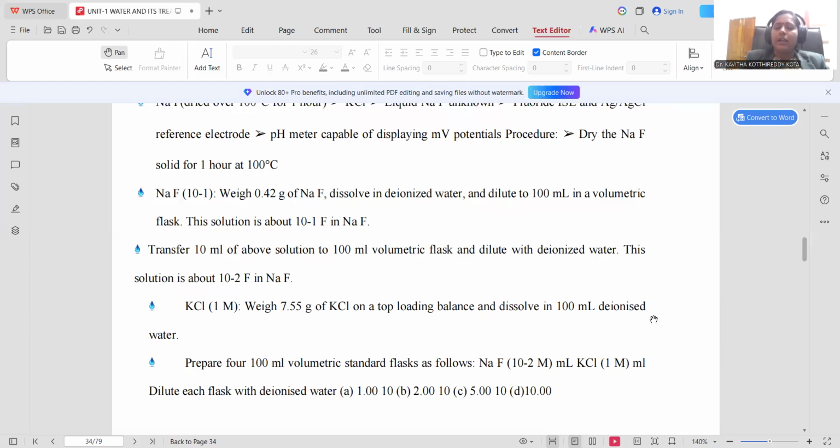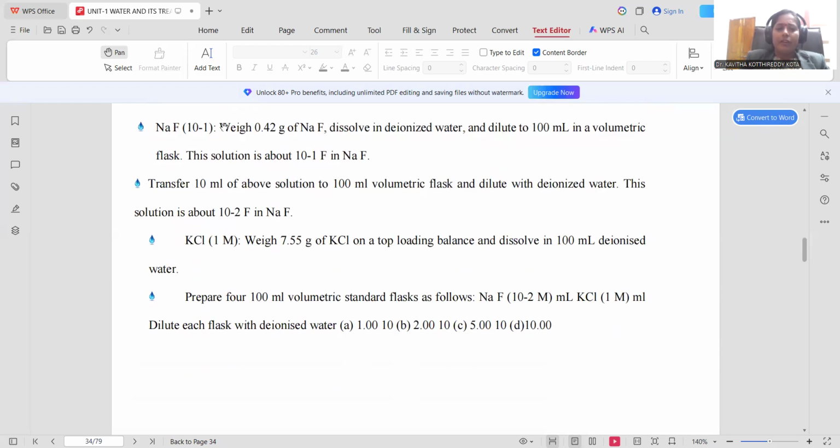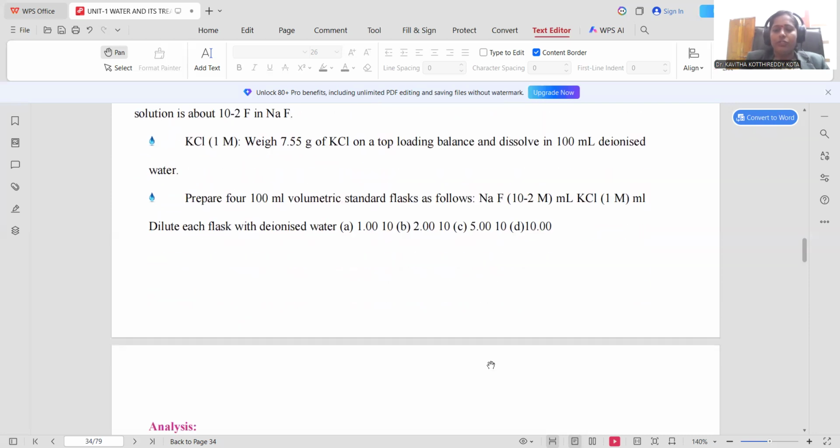Deionized water means water without any ions in it, because if any ions are present, they also give a reading, and we will get different readings. In order to avoid that, deionized water is specifically used for this purpose. Whatever standard solution we prepared, the 100 ml standard sodium fluoride solution, we take 4 different volumetric flasks. In each volumetric flask, you prepare different concentrations by different dilutions. So 4 standard flasks are made with different concentrations of sodium fluoride solution.